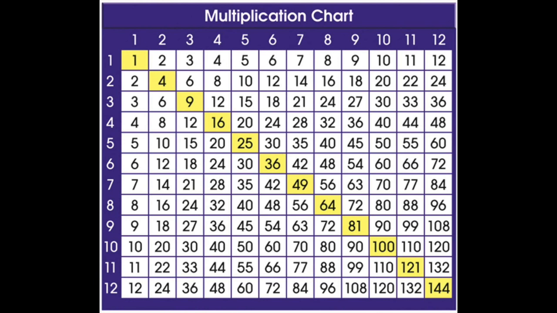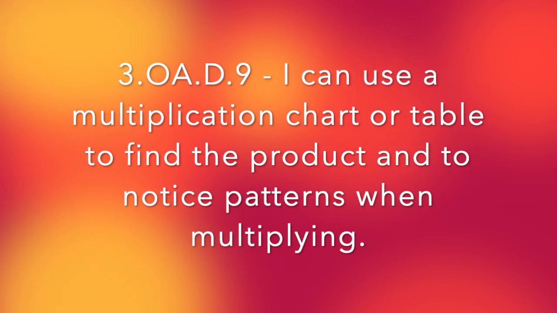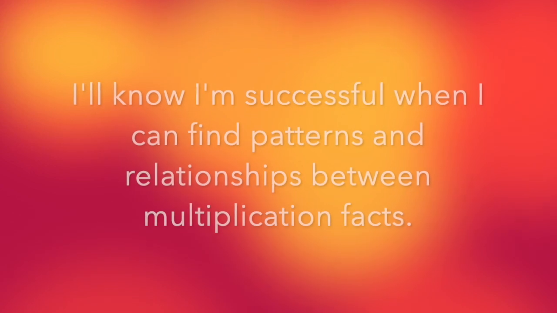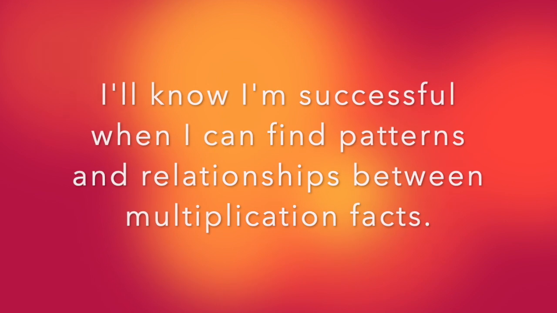So one more example of that would be if I looked at 2 times 9. That's 18. Let's look at 4 times 9. That's 36. 18 plus 18 is 36. So again, it's that doubled answer. Something else to keep in mind. So remember, your learning target today is I can use a multiplication chart or table to find the product and to notice patterns when multiplying, and you'll know you're successful when you can find patterns and relationships between multiplication facts.